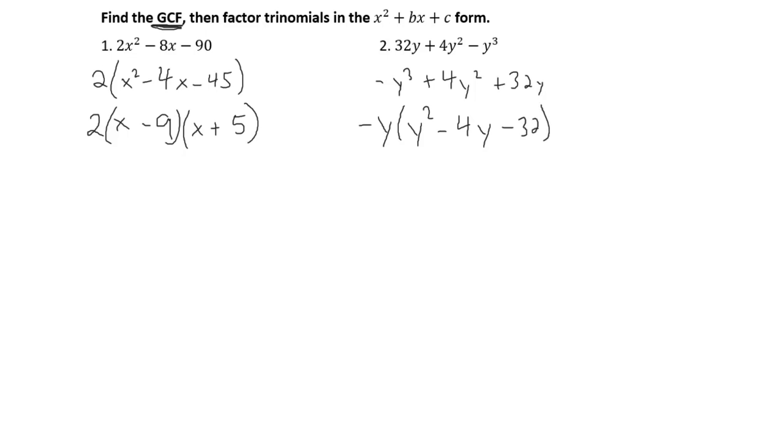Now I need two numbers that multiply to give me negative 32 and add to give me negative 4. And so we have these two binomials that we need to factor into. So we have a negative and a positive. Bigger number should be negative, and it is 8 and 4. Negative 8 times 4 gives you negative 32. Negative 8 plus 4 gives you negative 4.